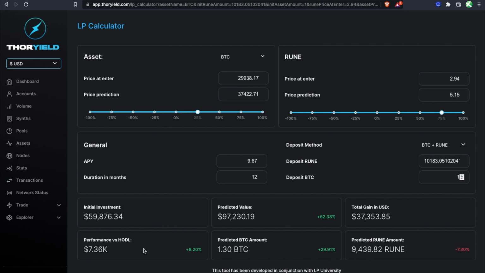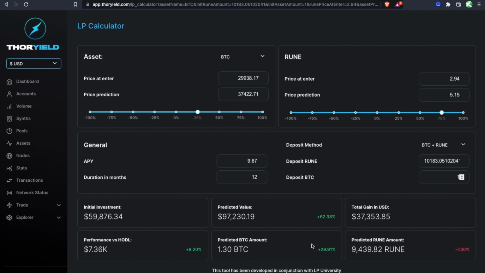Performance versus HODL, this is really the most important metric because this is showing you how well you did versus if you had just held these assets from the very beginning. So while this is of course factoring in the increase in price that we did for this example, this is only how much better you are off from liquidity providing versus if you had just been holding. So this is truly the rewards from being in the pool.